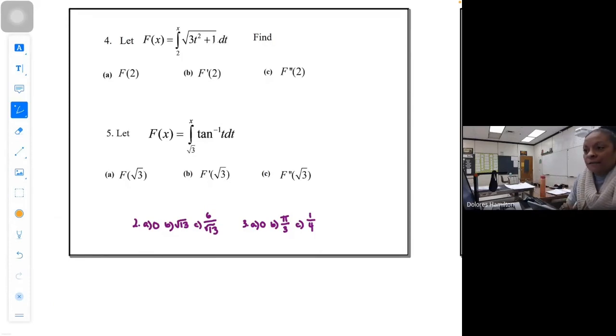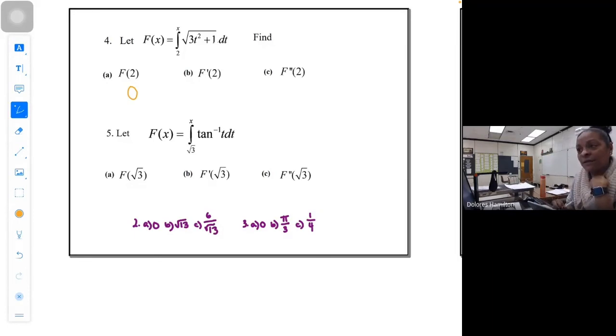So second fundamental theorem. If I'm looking for my big F of x, and that's my integral from 2 to x, okay, they're asking me to find big F of 2. Well, that means I'm plugging in 2 for x. But look, if I plug in 2, that's going to be my definite integral from 2 to 2. I don't even care what it says in there. That's 0. So I know that big F of 2 is 0. Great.